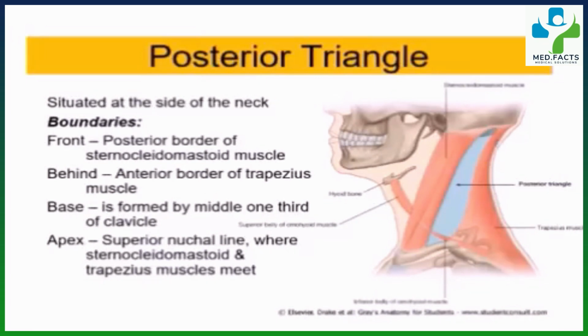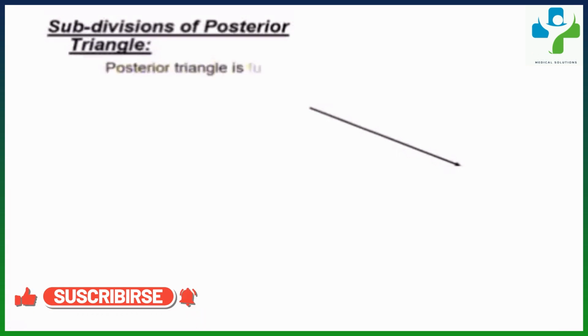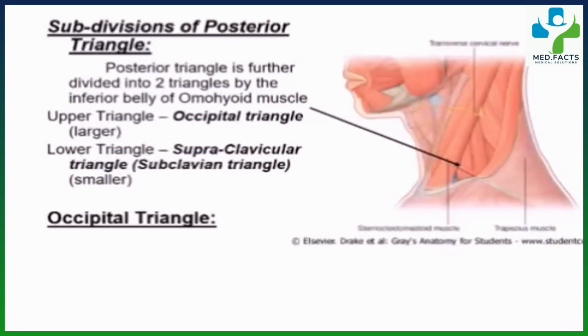Whenever you study the triangle, you should know the boundaries, then you should know the contents. Now before you go to the contents, this posterior triangle is again divided into two parts by a muscle which is passing down, called the omohyoid muscle. The omohyoid muscle will divide this posterior triangle into a superior part and an inferior part.